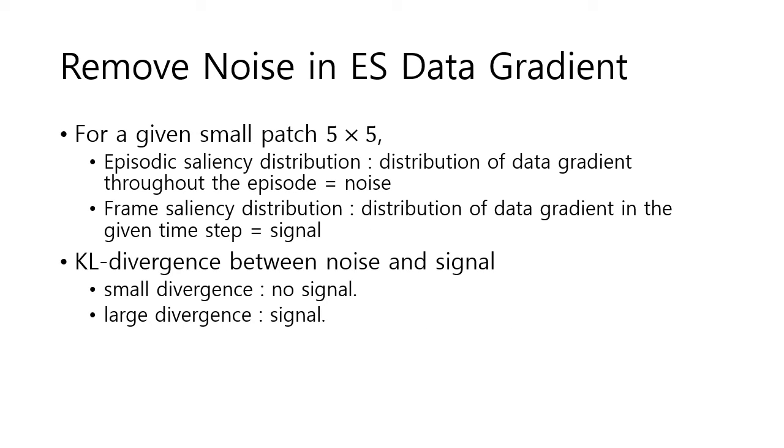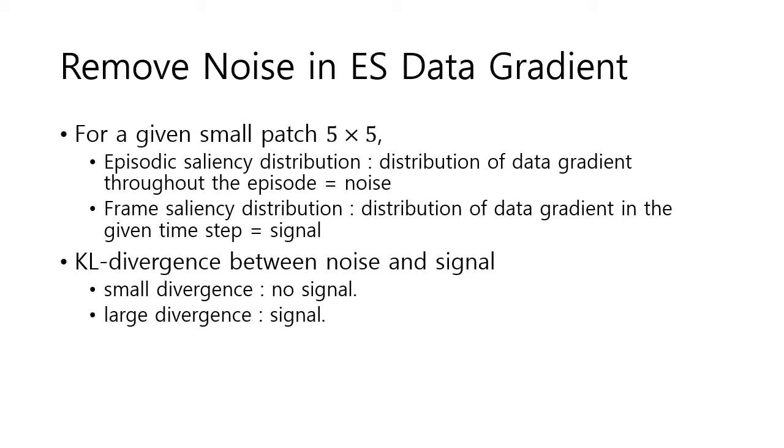So for a given small 5 by 5 patch, we define two concepts. One is episodic salience distribution. It is the distribution of data gradient throughout the episode. It represents the time invariant term, or noise, of the data gradient. Another concept is frame salience distribution. It is the distribution of data gradient in the given time step. It represents the time-specific term, or signal, of the data gradient. Then we measure the KL divergence between episodic salience and frame salience.